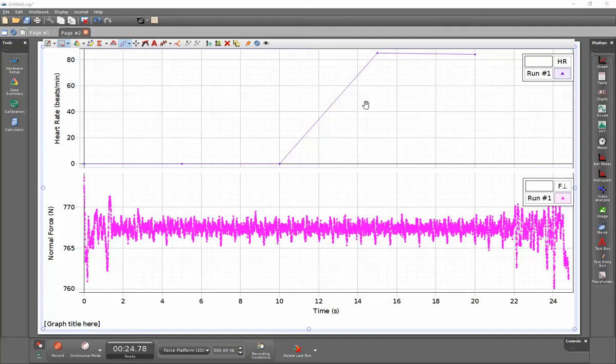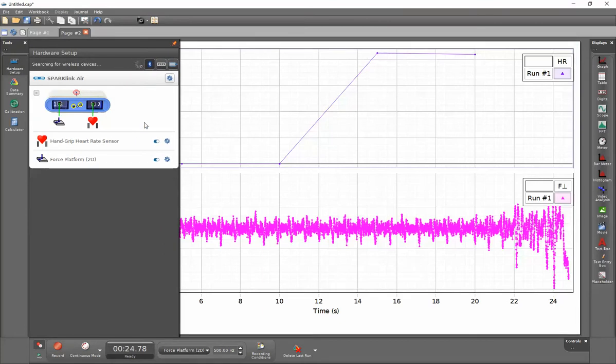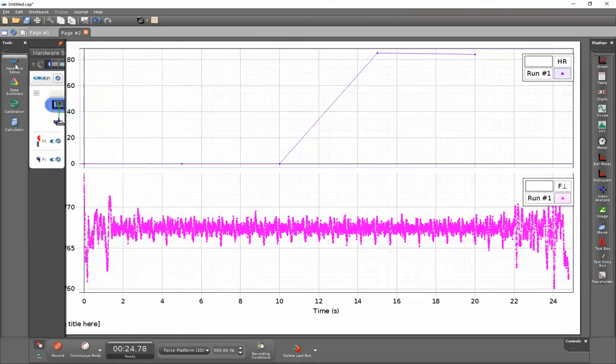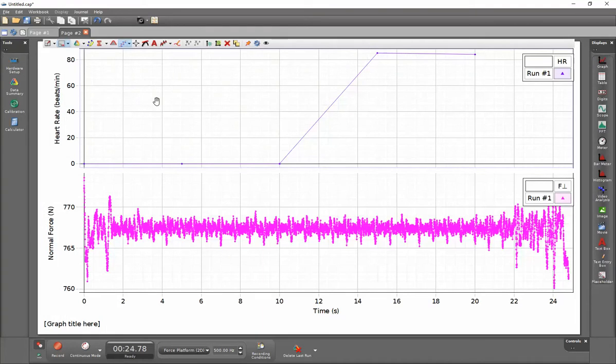This is a video showing how to determine the heart rate using a force platform. I've previously connected a force platform and a hand grip heart rate sensor to Capstone. I've created a graph with two graph areas, one for the heart rate and one for the normal force.